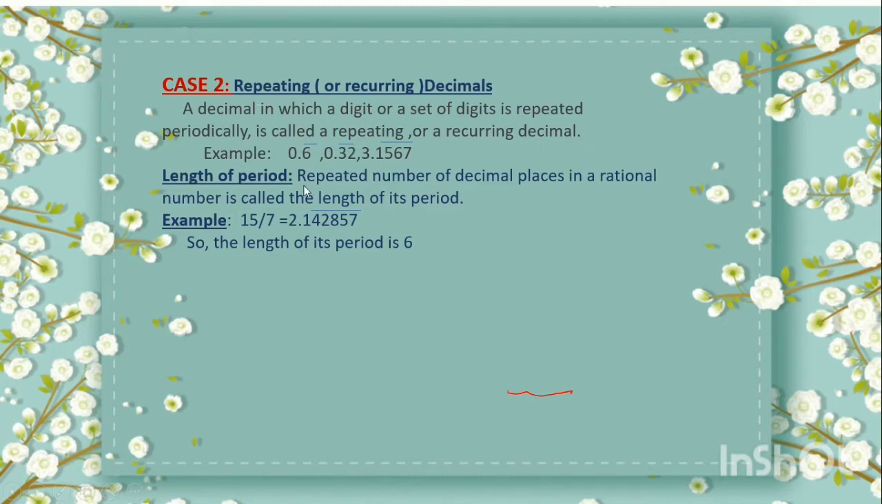Now, length of period: the number of repeated decimal places in a rational number is called the length of its period. Now just see, here I have taken one example, 15 upon 7. You can write it like this, 2.142857 with a bar over 142857 over here. So the length of its period is, count the digits: 1, 2, 3, 4, 5, 6. So the length of the period will be 6.